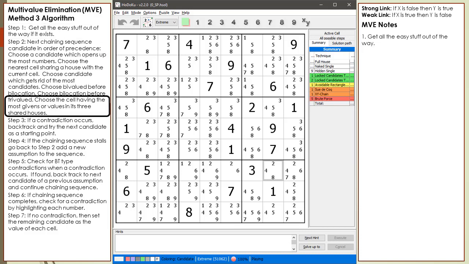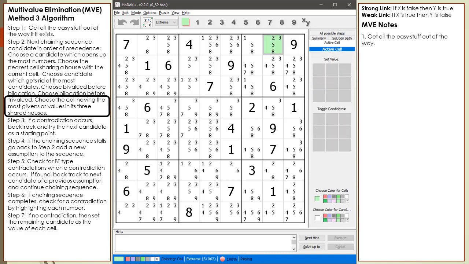Based on the number of givens, we have 3 cells to consider as the starting cell of our chaining sequence. First is cell 1, 8, which has 7 givens in its 3 shared houses. The second cell is cell 4, 1, which also has 7 givens in its 3 shared houses. And third is cell 7, 6, which also has 7 givens in its 3 shared houses.